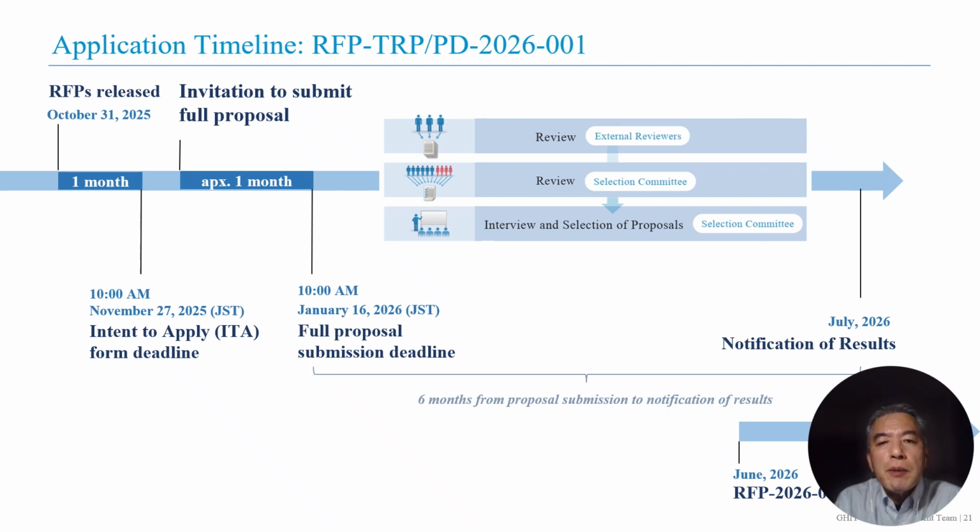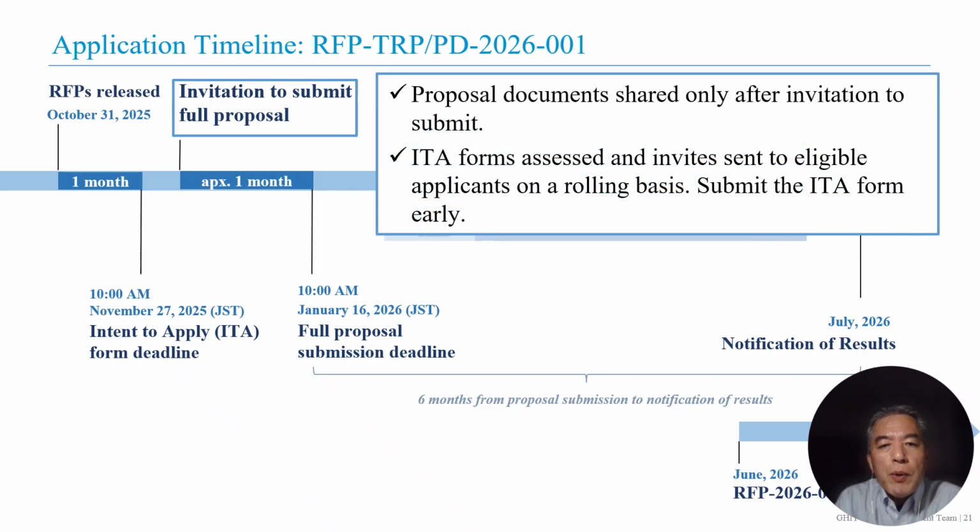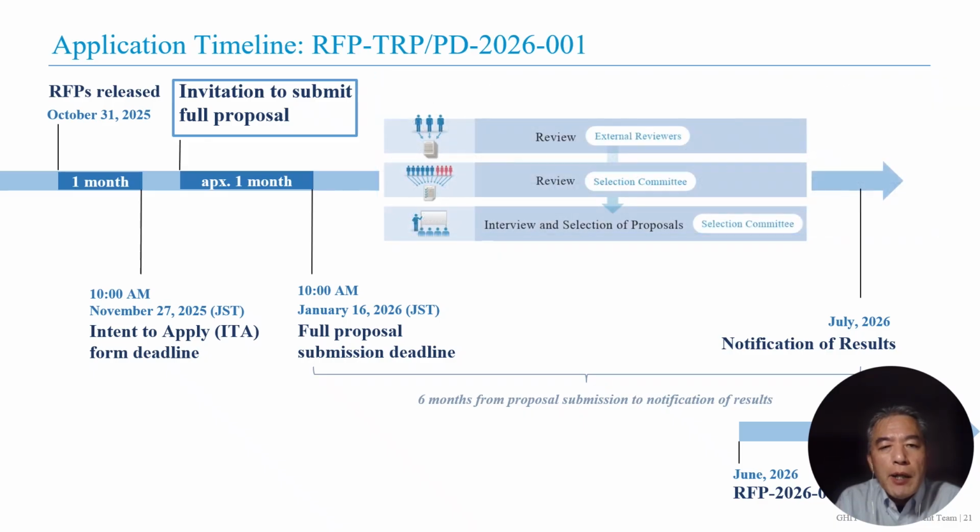Let us move to the proposal preparation and submission. First, proposal documents for this round are not publicly available, and will be shared only with the invited applicants. Another important point is that ITA forms will be reviewed on a rolling basis, so we encourage you to submit early to allow enough time for preparing your full proposal.